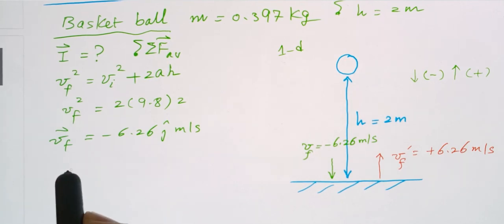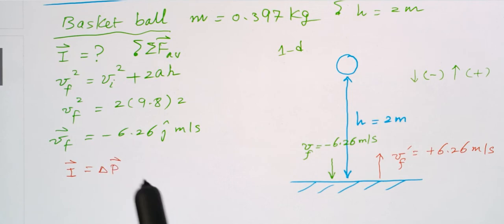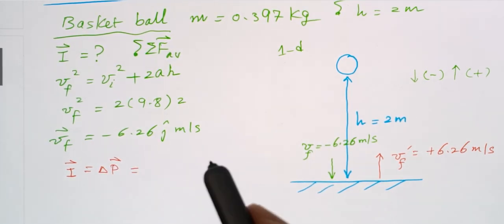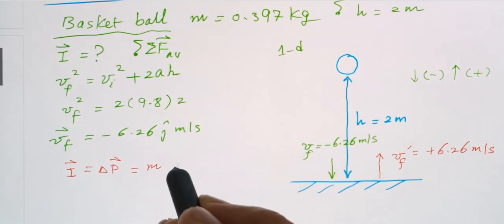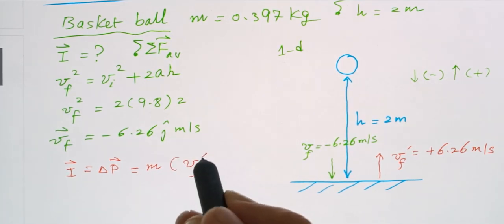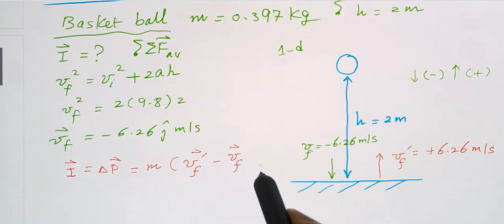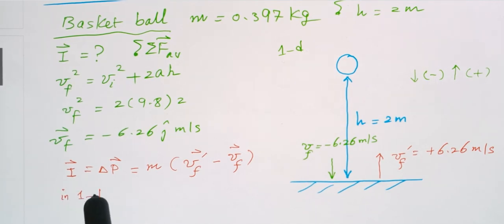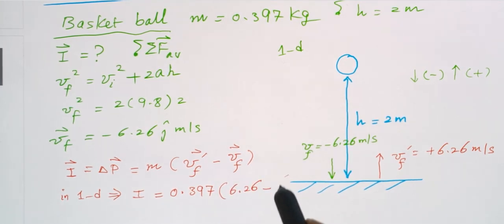So now impulse is equal to change in momentum. It is equal to the mass of V final prime minus V final, as vectors in one dimension. We have I is equal to the mass 0.397 and is equal 6.26 minus minus 6.26. So that means we add them. So the impulse will be 4.97, and it's a positive sign, kilogram meter per second.